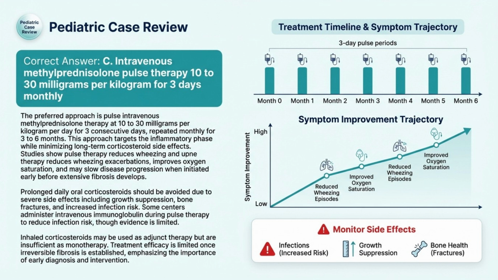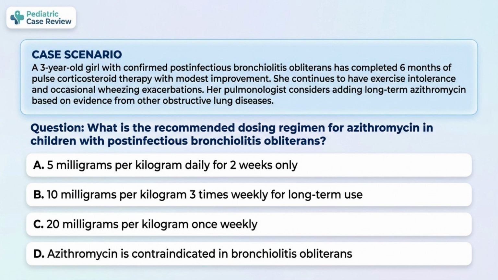The treatment timeline illustrates the use of intravenous methylprednisolone pulse therapy at 10 to 30 mg per kilogram per day for 3 consecutive days, repeated monthly for 3 to 6 months. This approach aggressively targets the inflammatory phase while minimizing the severe side effects associated with prolonged daily oral corticosteroids, such as growth suppression. Case number 14.